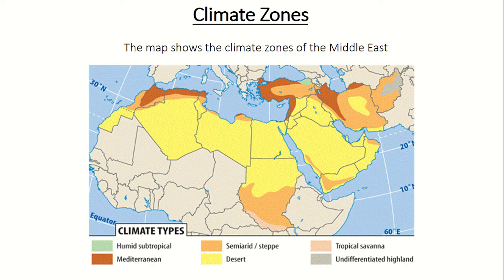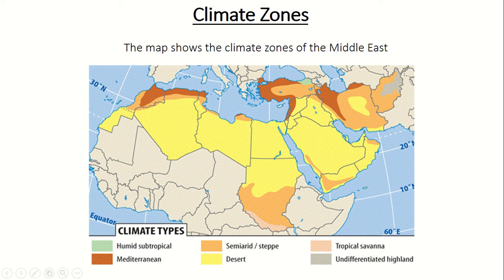So within the Middle East itself, we then looked at the different climate zones that exist. And I think a big misconception people have is that in the Middle East, it's all desert. When we think of the Middle East, we think of the sand and the sand dunes. But that isn't strictly true.